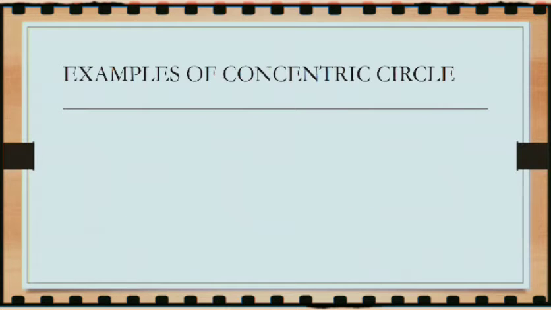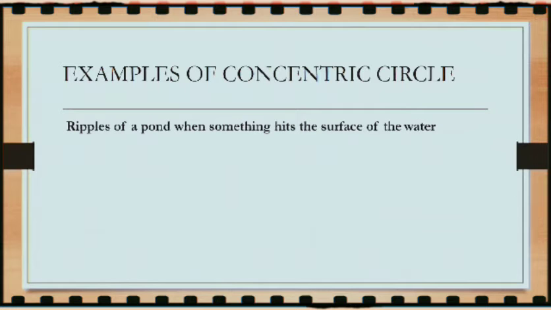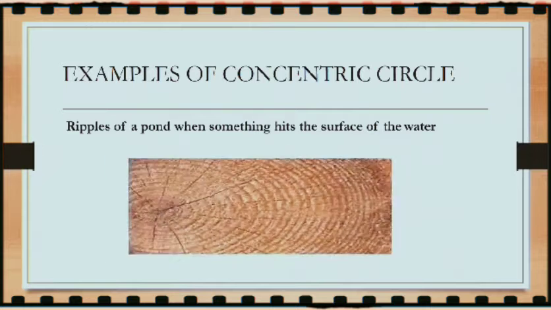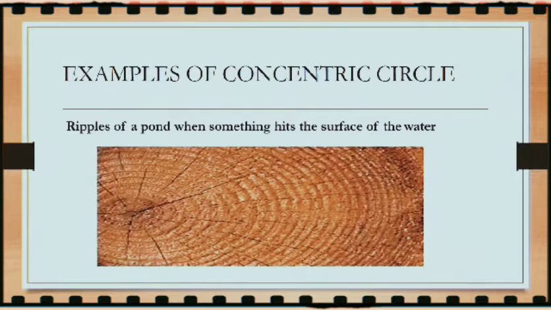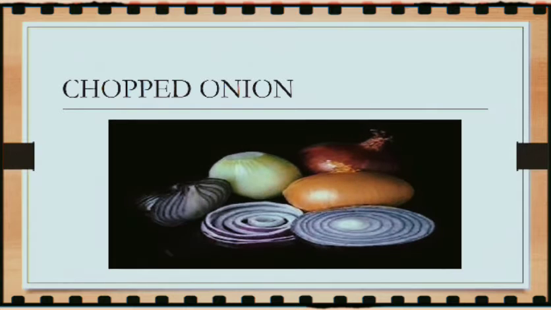So, I have an example of concentric circles: ripples of a pond when something hits the surface of water. Why are the ripples of a pond concentric circles? Because if you throw a stone in a pond, you can create concentric circles like this. And another one is a chopped onion. When you chop an onion, you can see concentric circles like this.